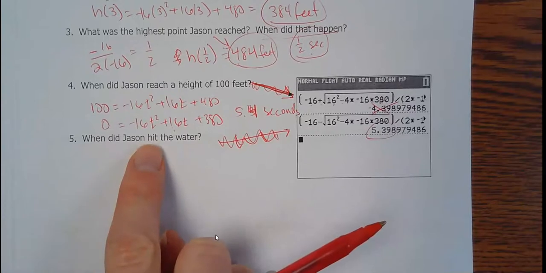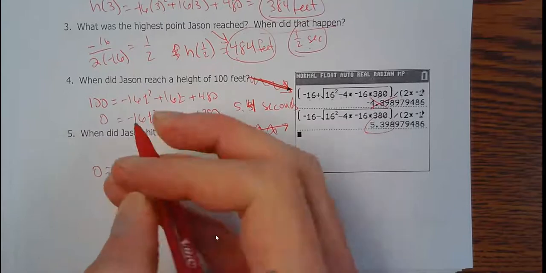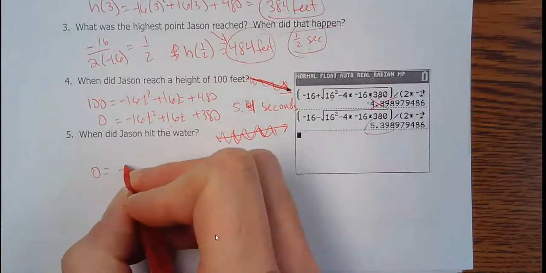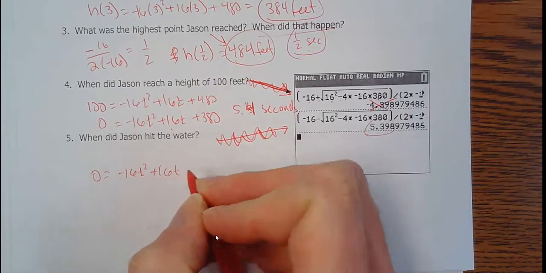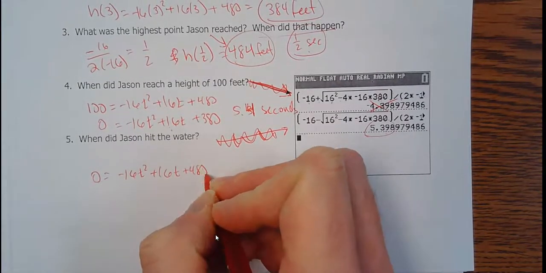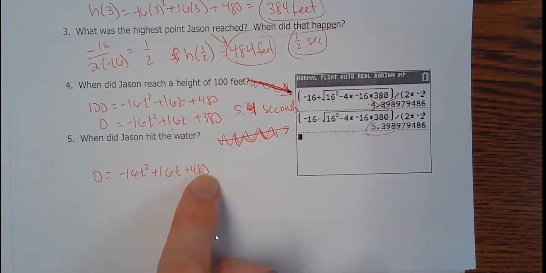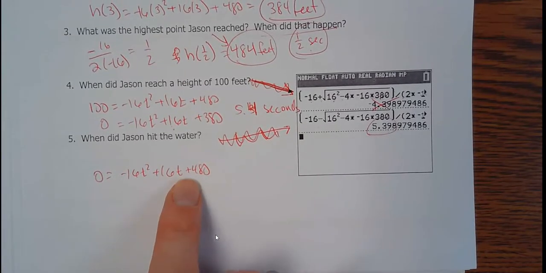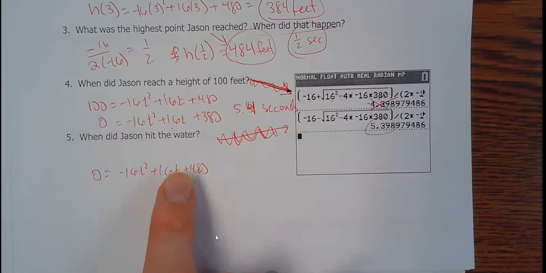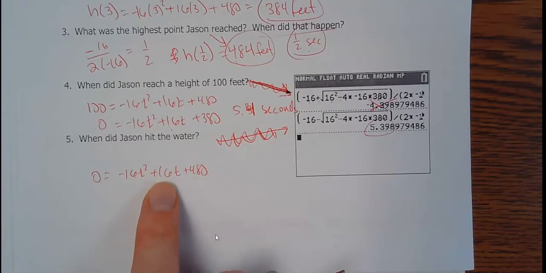When did Jason hit the water? So now this one, instead of setting equal to 100, we're going to set equal to 0 to begin with. So I'm going to set that function above, negative 16t squared plus 16t plus 480, equal to 0. And you can try to factor this if you want. They are all divisible by 16 if you feel like doing it. You could complete the square. Personally, I would hate doing complete the square on this because that'd be terrible. So factoring or quadratic formula would probably do the job.